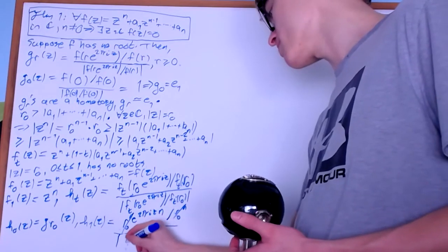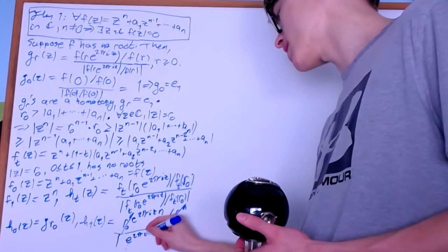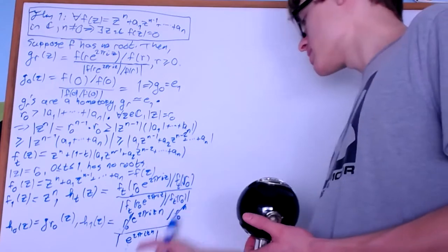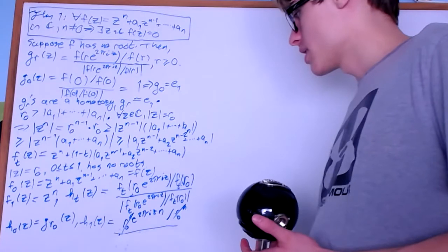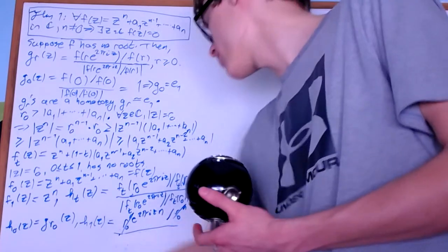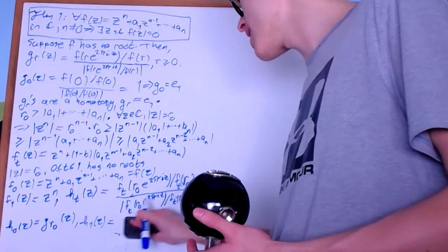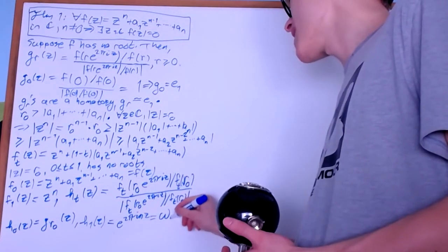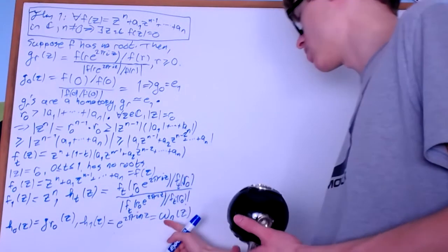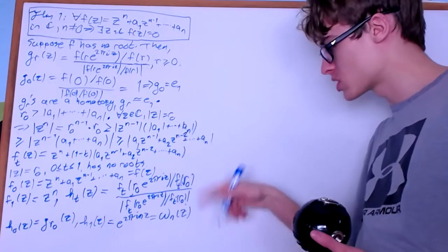So we divide it by the magnitude of e to the 2 pi i z n, but the magnitude of e to the 2 pi i z n is just 1. And so what are we left with? We are left with e to the 2 pi i n z, which is then equal to omega n of z, the loop that goes around n times, starting at 1.